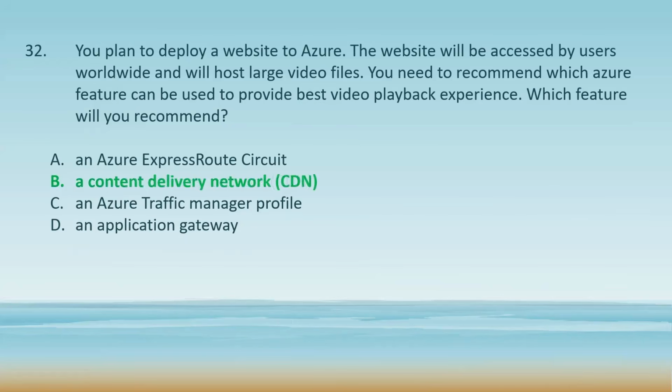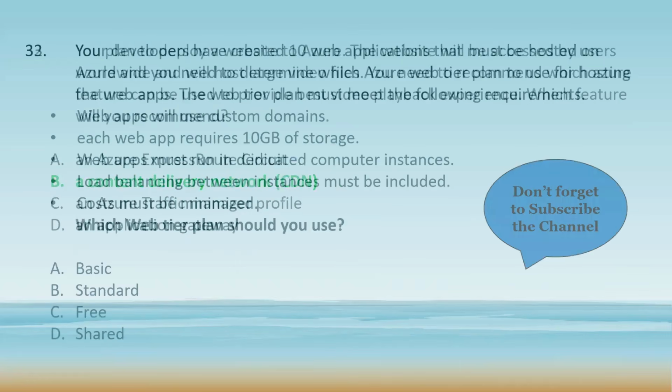So the correct answer is option B, Content Delivery Network. It is a distributed network of servers that can effectively deliver web content to users.